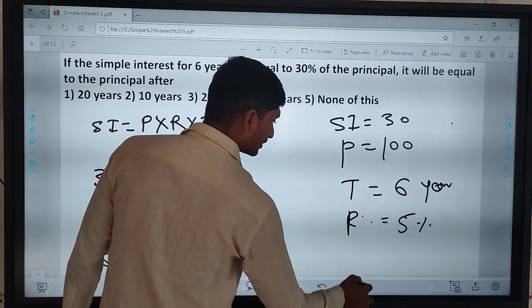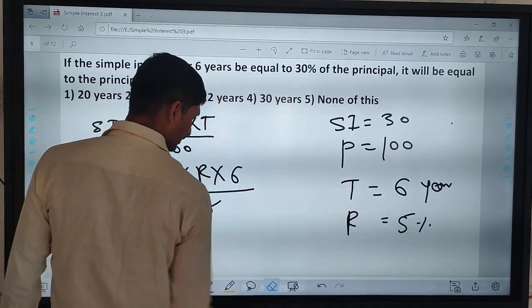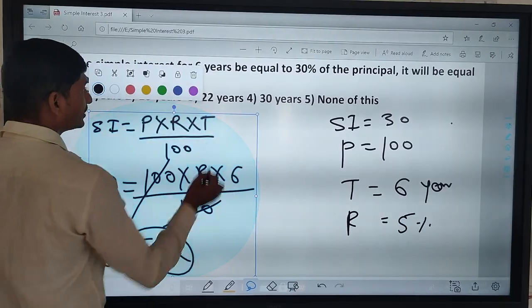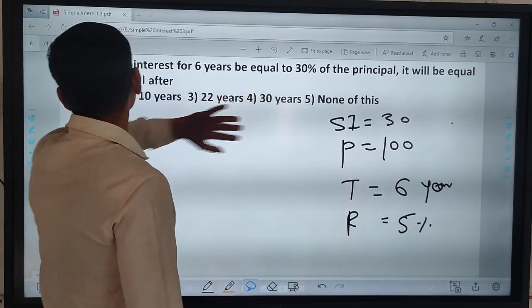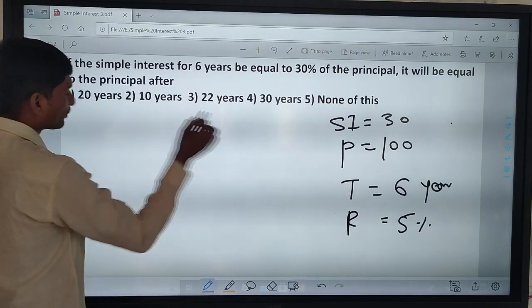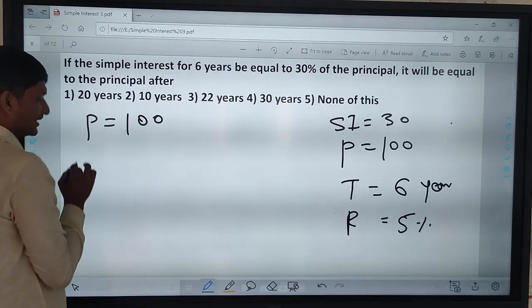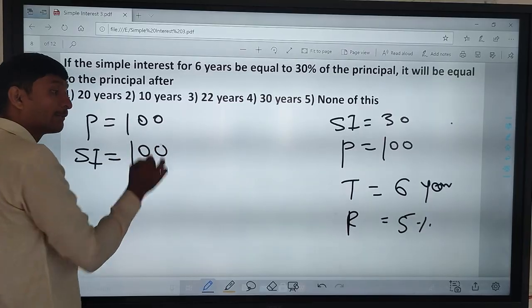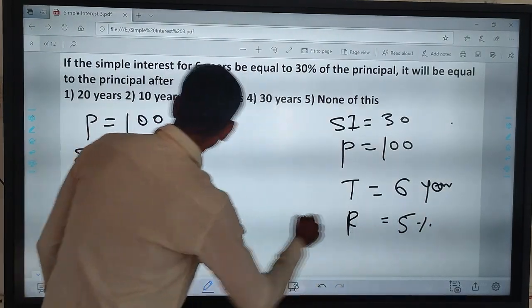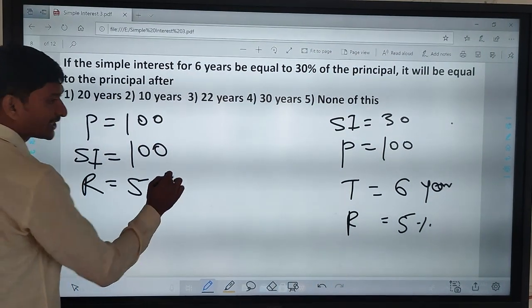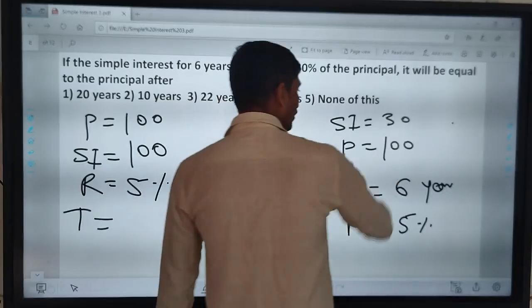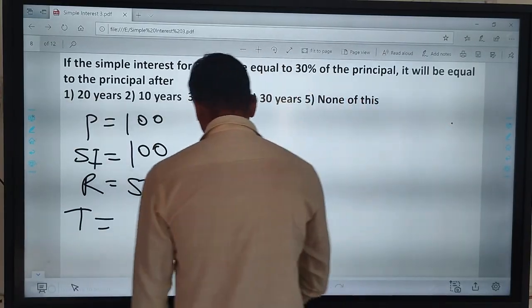Now the rate of interest is 5%. We find after how many years the simple interest will be equal to the principal. The principal is 100, so the simple interest will be 100 after how many years? The rate of interest is the same, 5%. Now we solve this and find the time duration.